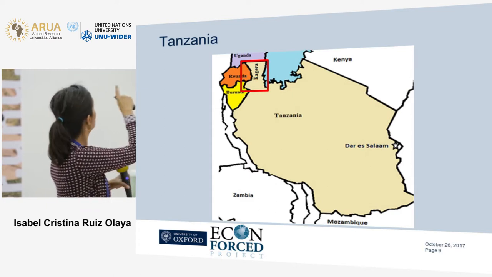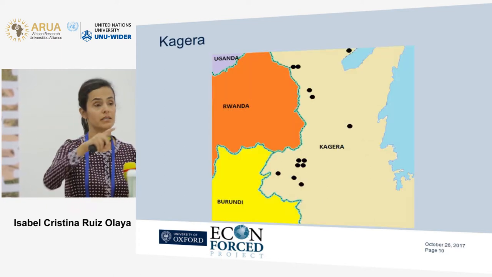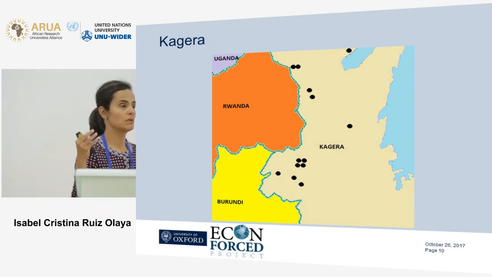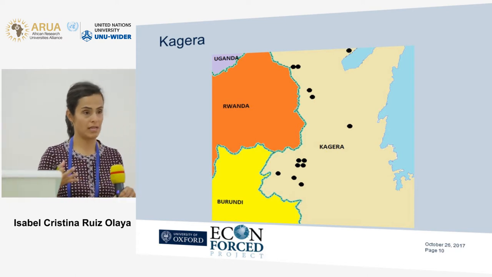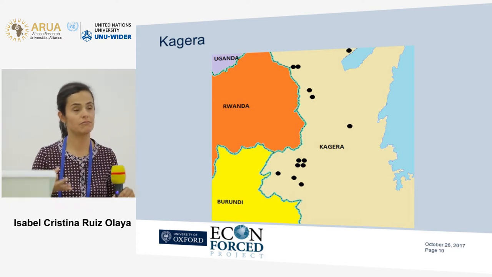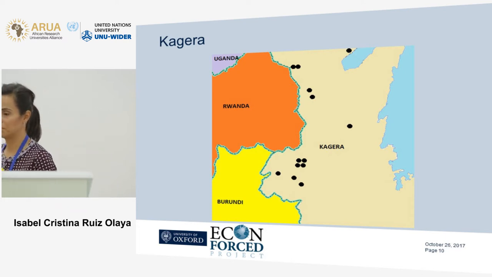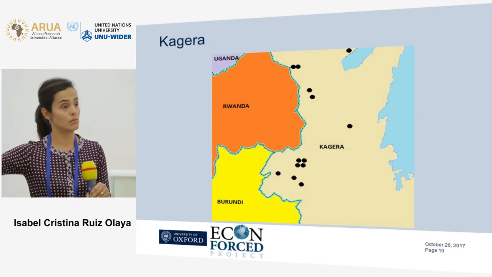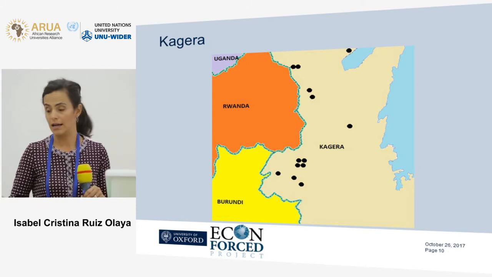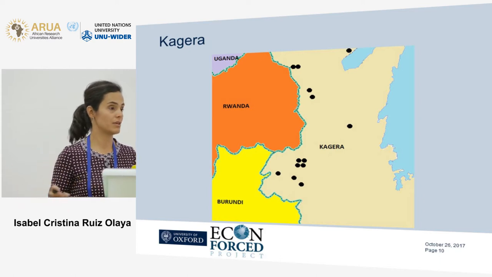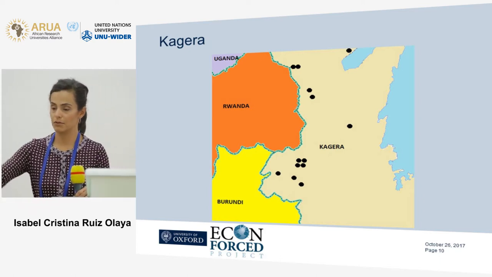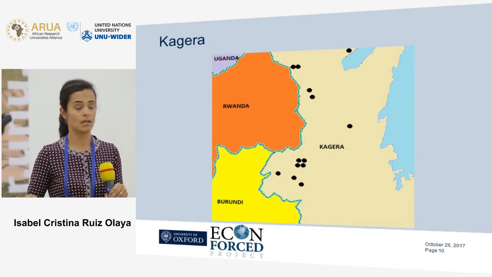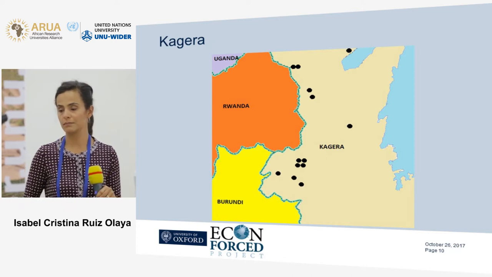As you see, what we're going to look at is this region of Kagera, which borders Rwanda and Tanzania. The way in which we're trying to identify these possible effects is because a lot of the refugees had to be very close to the border. There were a lot of logistical and geographical reasons for this to happen, but if you look at the dark points, those are the refugee camps. So you see how close they were to the border.